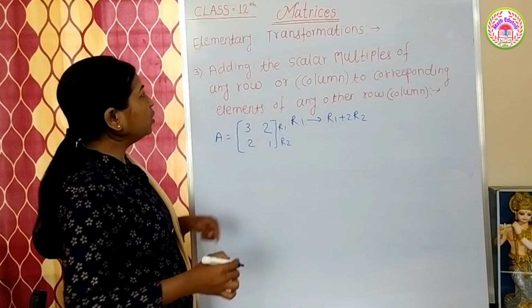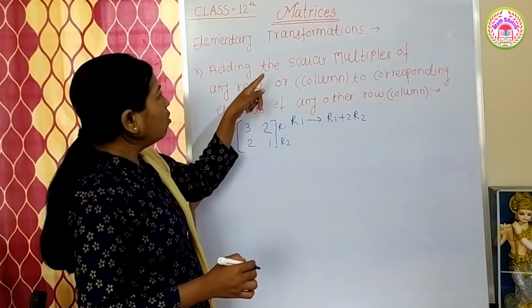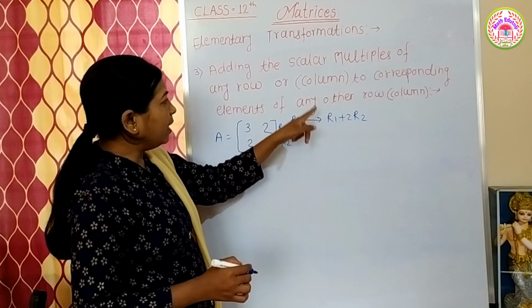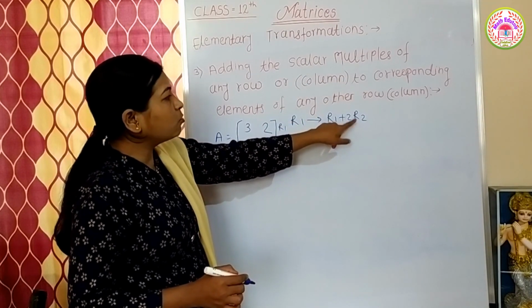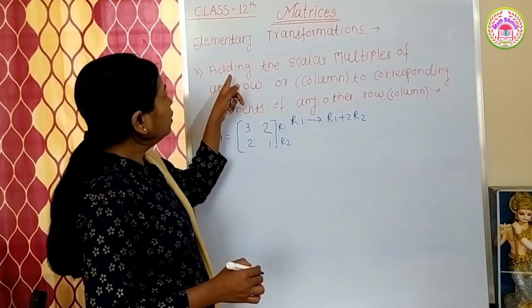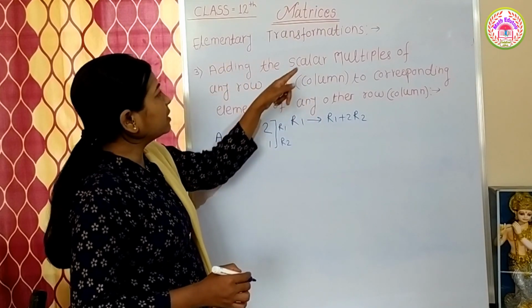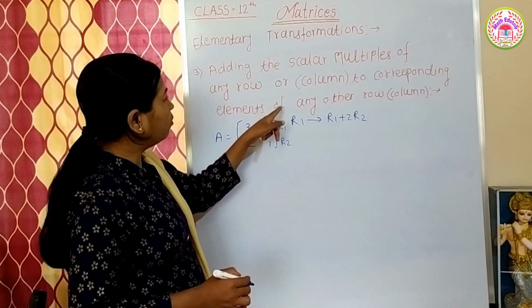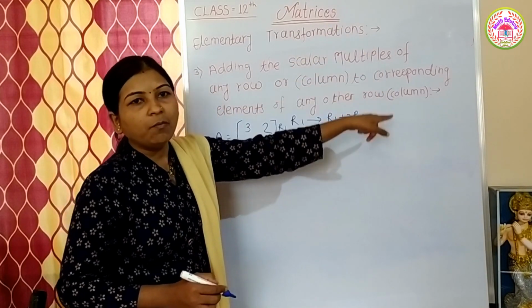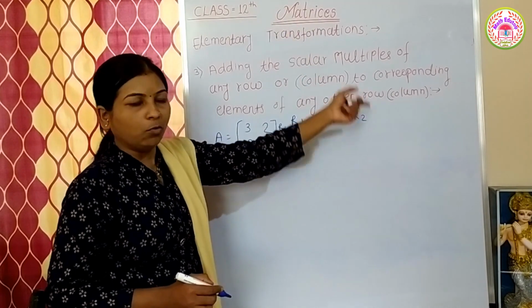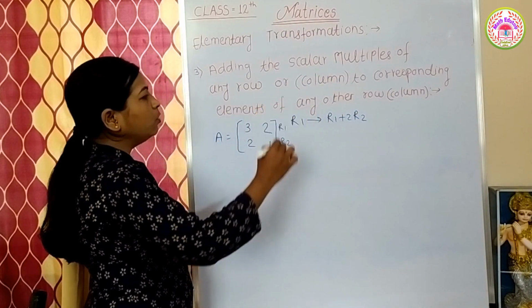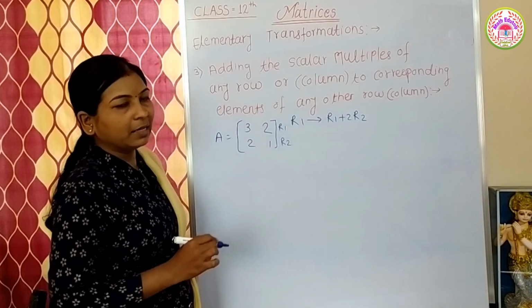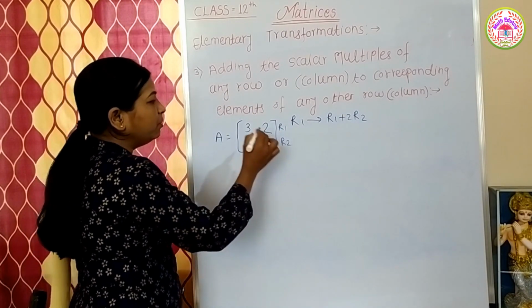Then here what we do in the row operation, adding the scalar multiple of any row to the corresponding elements of any other row. If we add the scalar multiple of a row, then we have to add this row to the other row. And if you want to do the same operation, adding the scalar multiple of any column, then add this column to the corresponding elements of any other column. Means column operation with column, row operation with row. Okay. Then here we change this R1 row to R1 plus 2 times R2. So 2 times R2 के scalar multiple R1 में add करेंगे. So R1 के elements change हो जाएंगे and R2 के elements as it is रहेंगे.